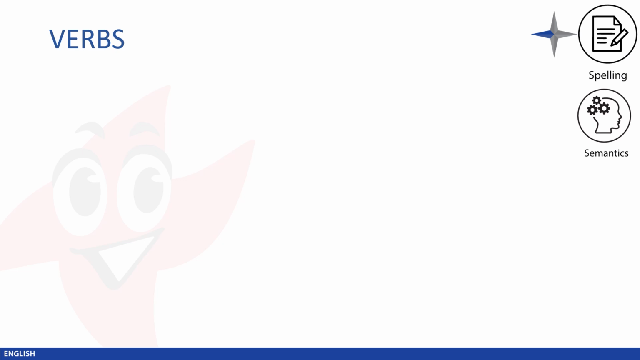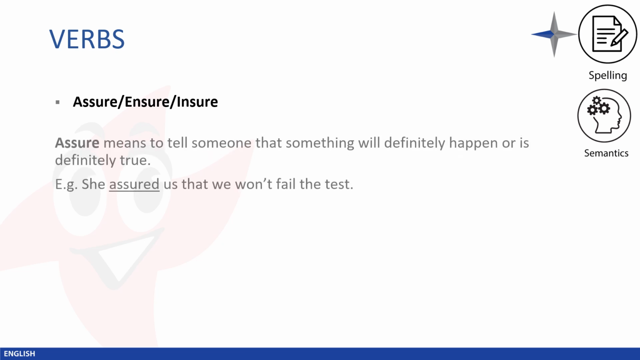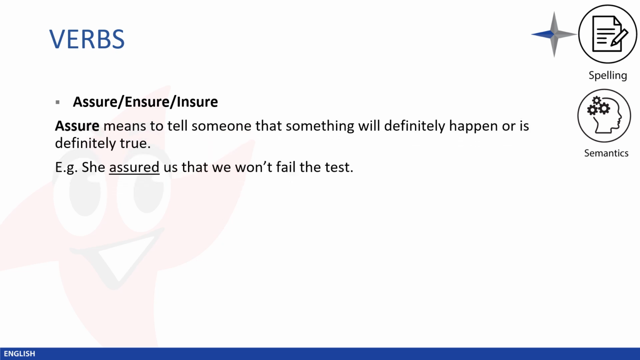Let's discuss these verbs that cause confusion. Assure, ensure, insure. Well, assure means to tell someone that something will definitely happen or is definitely true. She assured us that we won't fail the test. So someone normally follows assured, us in this case.